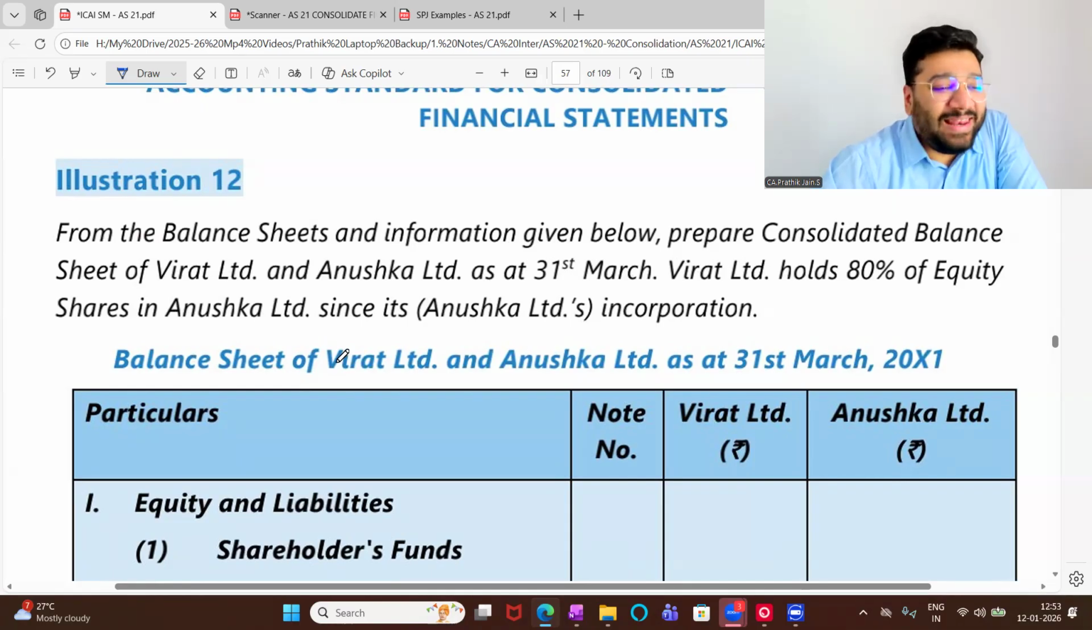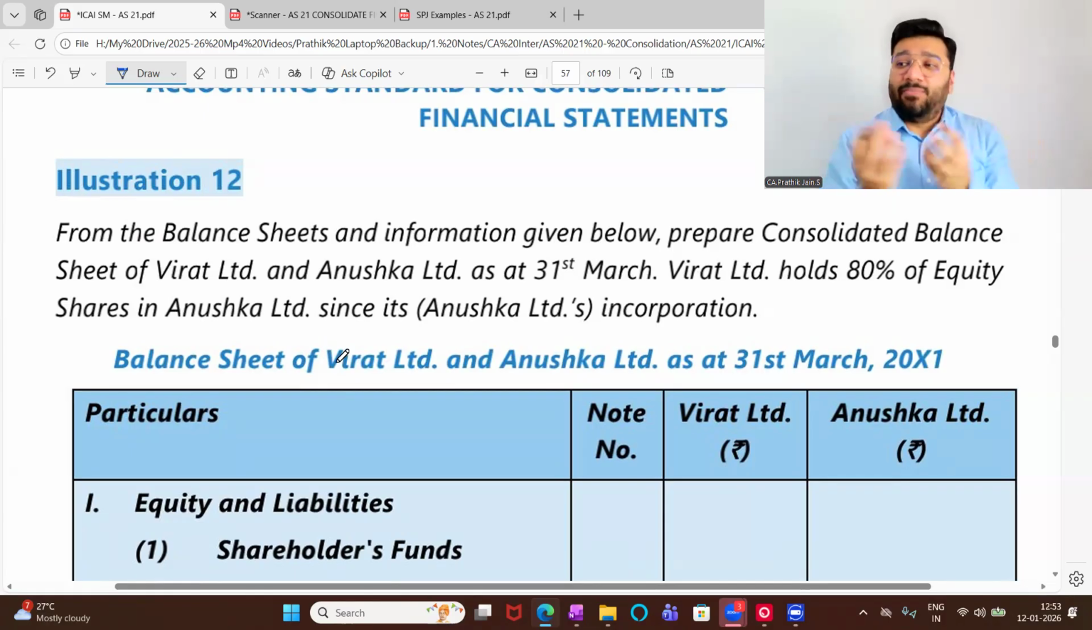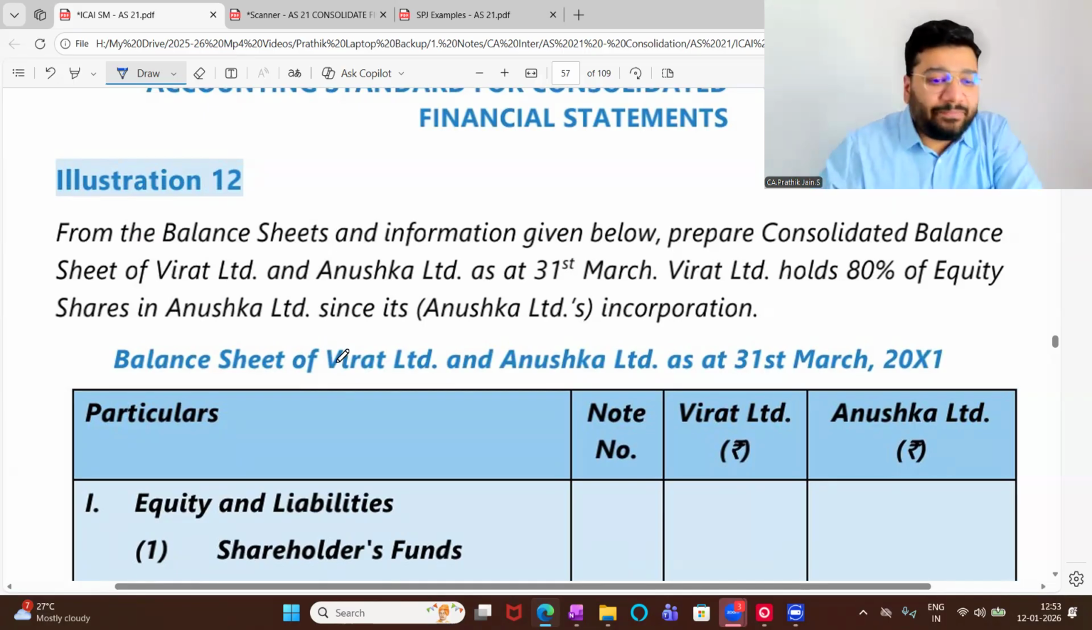Now, from the balance sheets and information given below, prepare the consolidated balance sheet of Virat Limited and Anushka Limited as at 31st March. Right, we will discuss. Though you can't prepare yet. Consolidation means you'll combine both. But who will prepare the CBS? The holding company. So we don't know till date who's the holding company, so you have to read the next line.